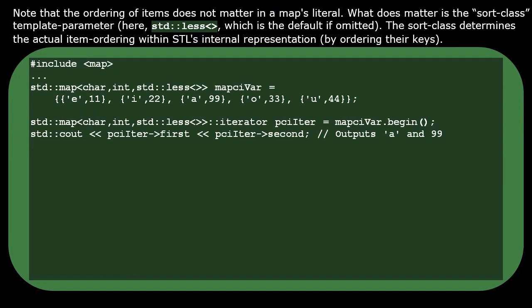When the programmer types this map literal, it does not matter what order he uses for typing these items. What does matter is the map's sort class, which is the standard less in this example. If the programmer had omitted the sort class, then it would have defaulted to this standard less sort class. The sort class is what determines the actual ordering of items that STL uses in its internal representation. The sort class orders items by their keys.